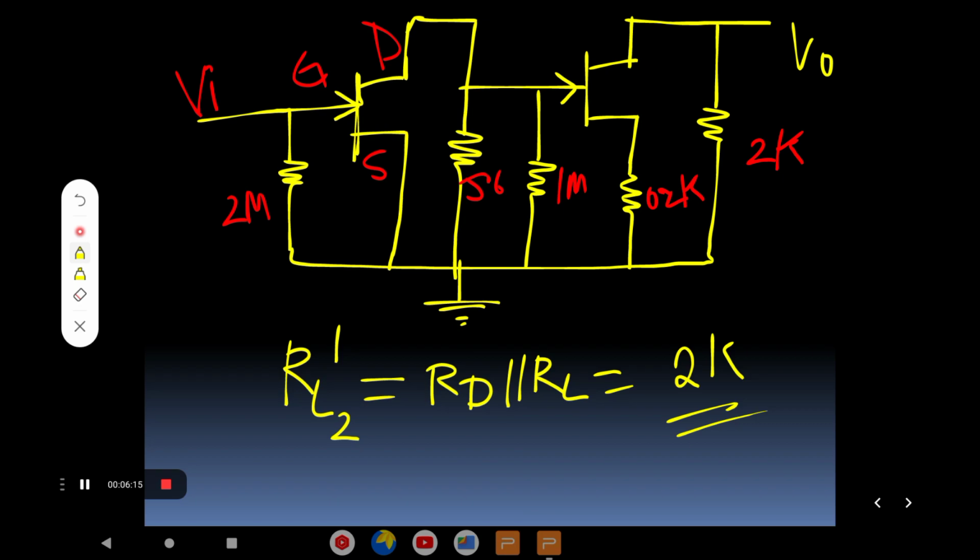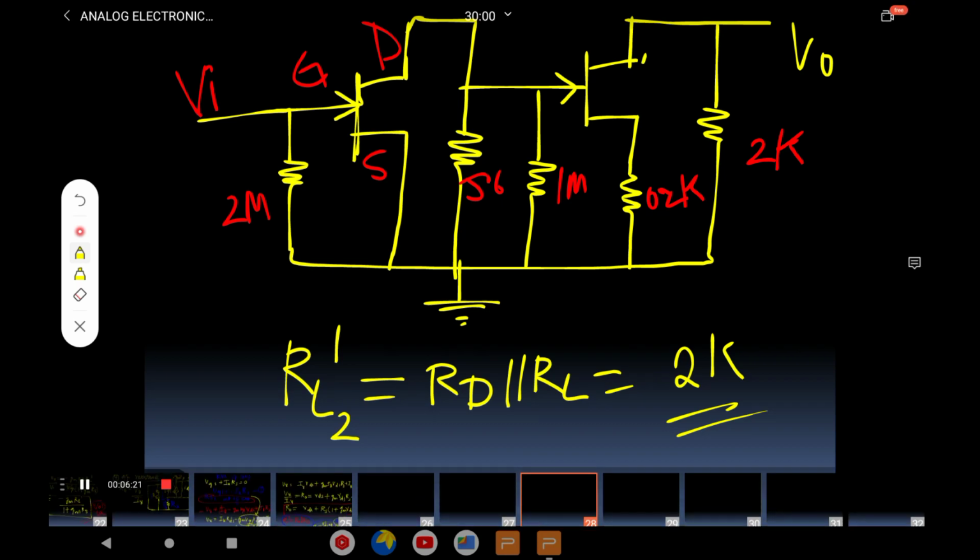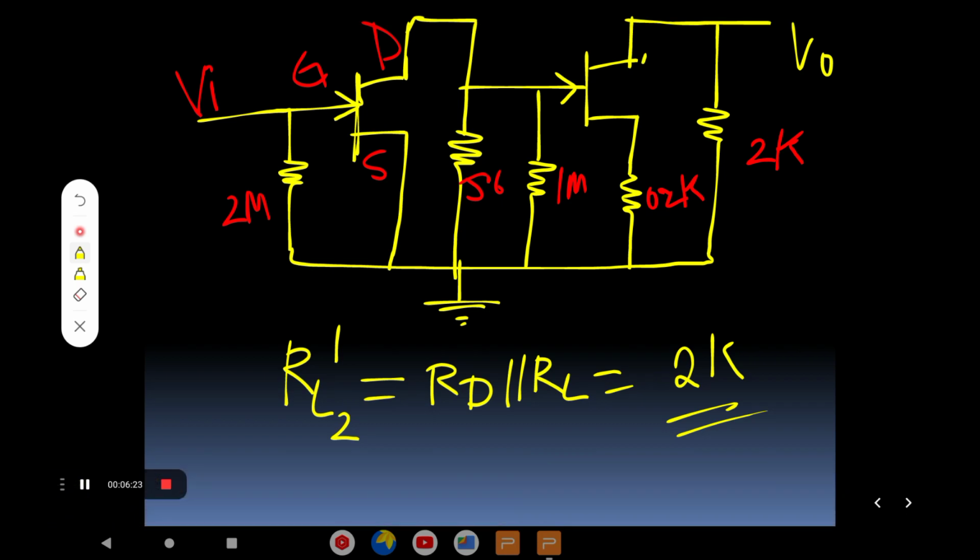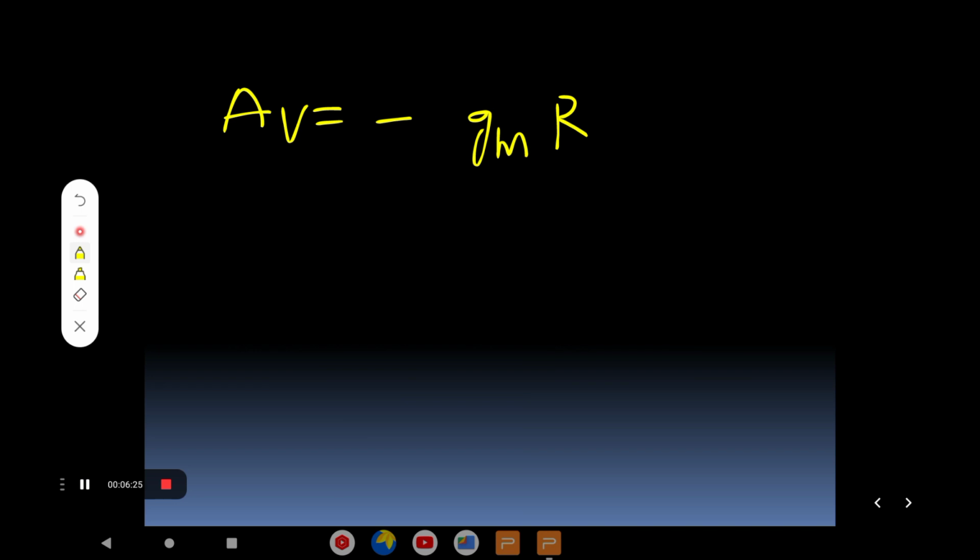This relates to the equivalent current source. If you go for the equivalent model, you will get some idea of the equivalent current source and the corresponding voltage drop across the load resistors. That gives the voltage gain AV = -gm·RL' / (1 + gm·RS). So this is the formula.